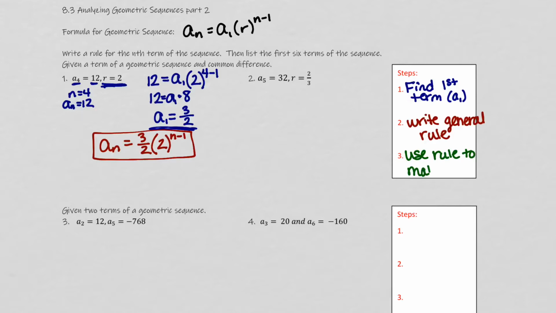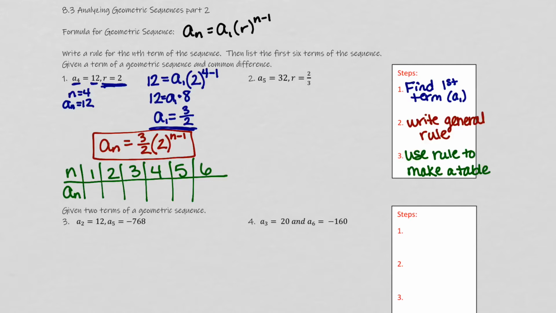And then step 3 is use this rule to make a table, or to find your first 6 terms. So I draw my table: 1, 2, 3, 4, 5, 6. And I'm going to plug in n being 1 into this equation and see what I get. Well, 3 halves times 2 to the 0 power is going to be 3 halves. Then 3 halves times 2 to the first power, because 2 minus 1 is 1, gives me 3. I plug in 3, I get 6. I plug in 4, I get 12. 5, I get 24. And 6, I get 48.